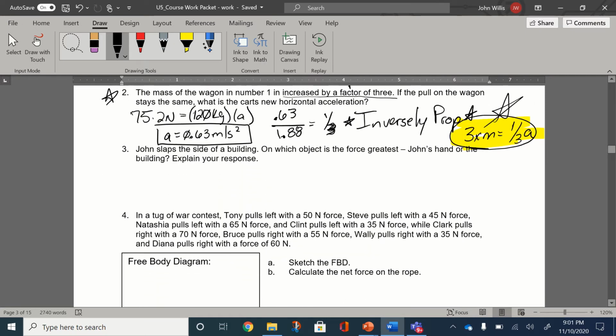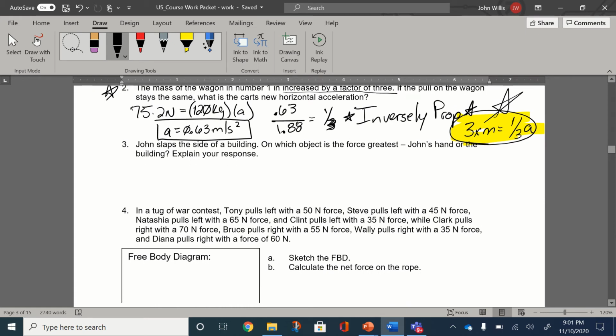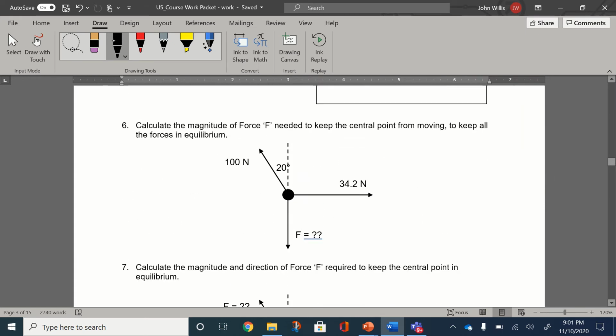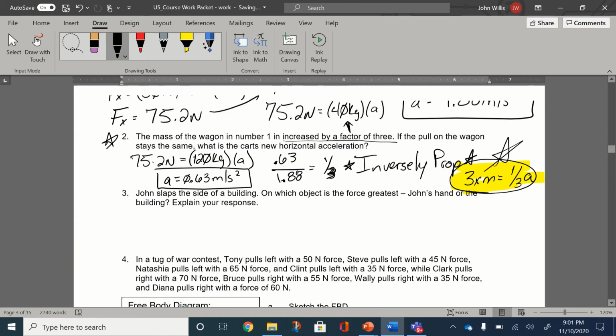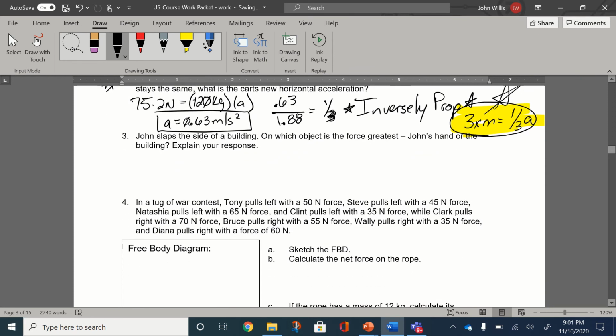Last but not least, this is the last one I went over. I wanted them to do 4 and 5. You can cross out 6 and 7. I took those off the exam because they were a shortened year. We're just not going to have time to do justice to those problems, I guess I could say. So John slaps the side of a building. On which object is the force greatest? John's hand or the building?